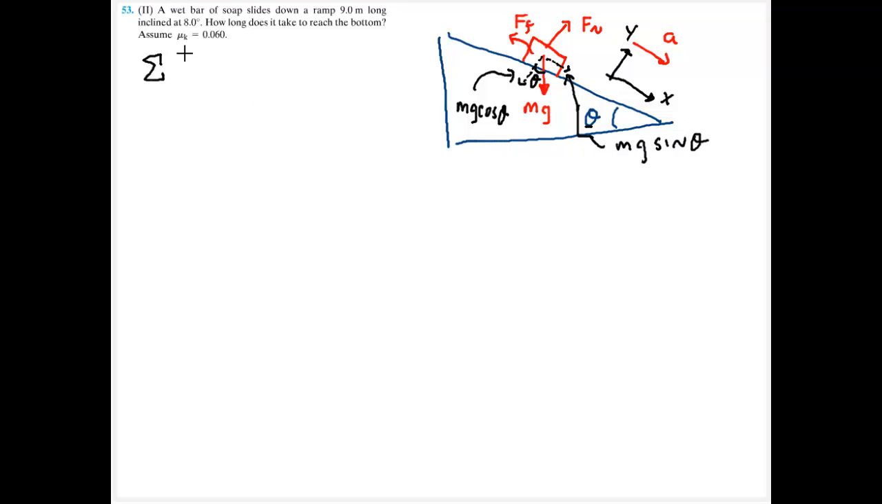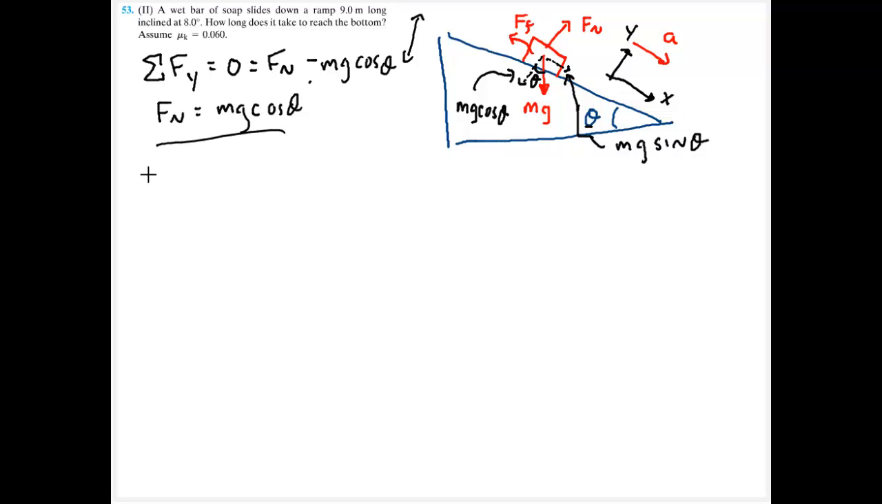Now let me write Newton's second law. I'll start with the y direction. The y direction is going to be the up-down direction. There's no acceleration. The soap is not falling through the ramp, so the sum of the forces must be equal to 0. So I'm going to have the normal force in the upwards direction, and mass times gravity times cosine of theta in the downwards direction, indicated by that negative sign. So my normal force is going to be less than the mass times gravity. It's going to be mass times gravity cosine of that angle.